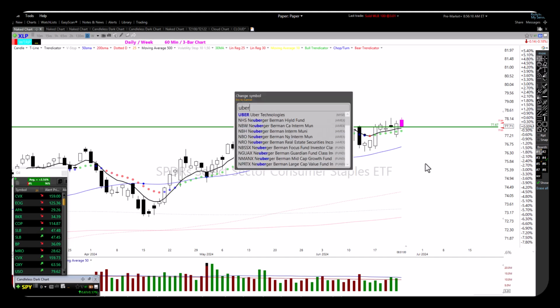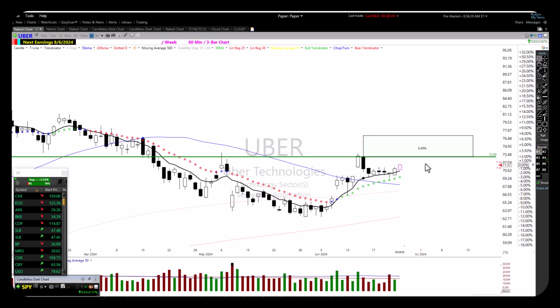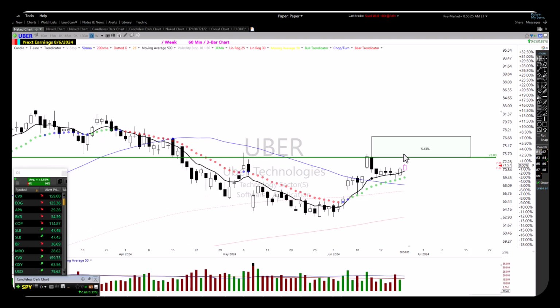Uber. Now we bought some Uber yesterday. I believe a few folks here in the room bought some Uber yesterday. Some folks are going to wait till it breaks out. That's perfectly fine. You've got to develop your trading style. So, like I say, we bought some Uber yesterday, doing well on it. Sent an alert out to members. It looks like it's popping up this morning.